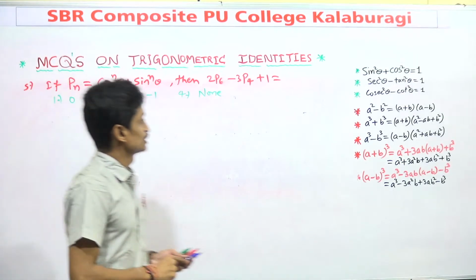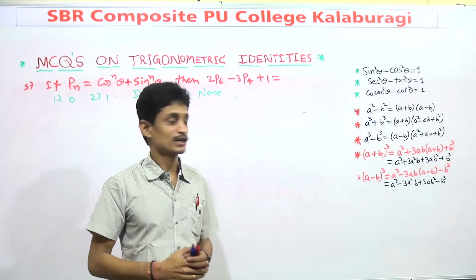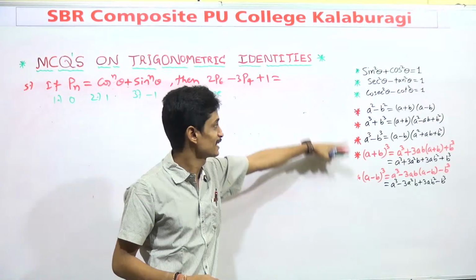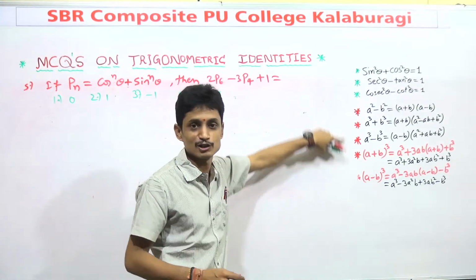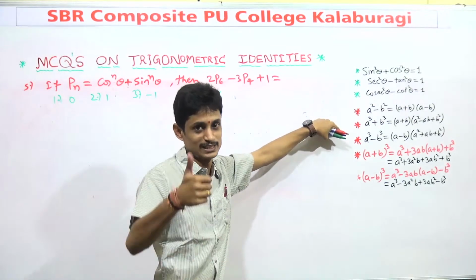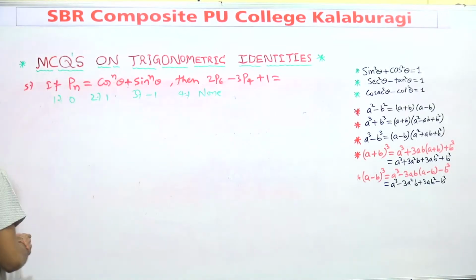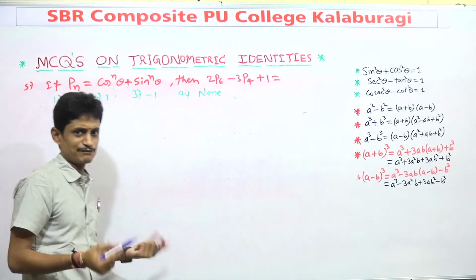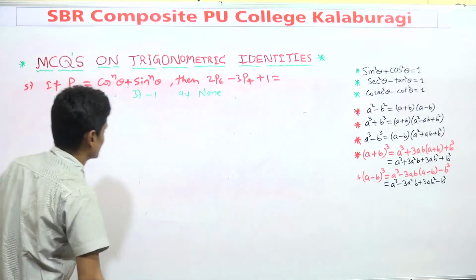Get ready for this, similar to the previous question. Note these identities. This question is completely related to these identities, whatever you learned in school time. Let's start. First we write what is P6, what is P4. After that, we can simplify to get the answer.